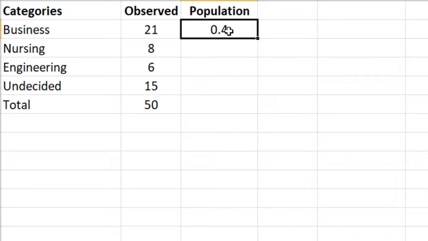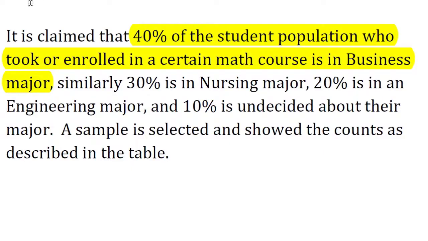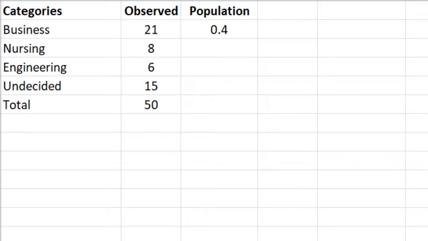And so this 40% here is the proportion of business major in that population. The idea now is that we don't really know how big the population of students who take that math course is, but this is a claim, as it's said right here. So that is now how we are trying to verify whether the claim here is correct.